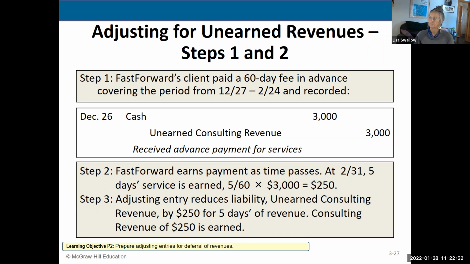So on 12/31, this is a typo, it shouldn't say 2/31, it should say 12/31. I've earned 5 of the 60 days of that $3,000. So there's the math. $3,000 divided by 60 days, I'm going to be earning $50 a day. Times 5 days in the month of December, I've actually earned $250.